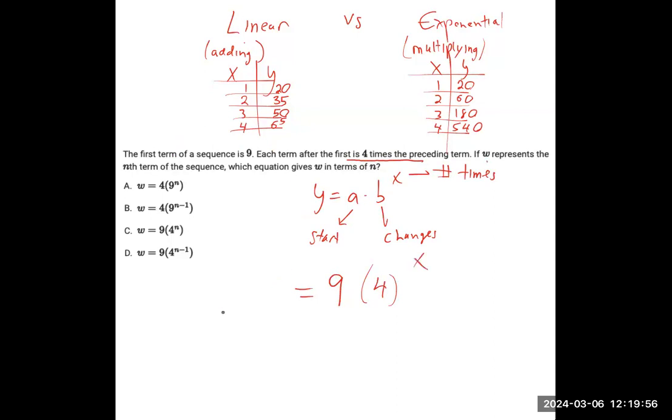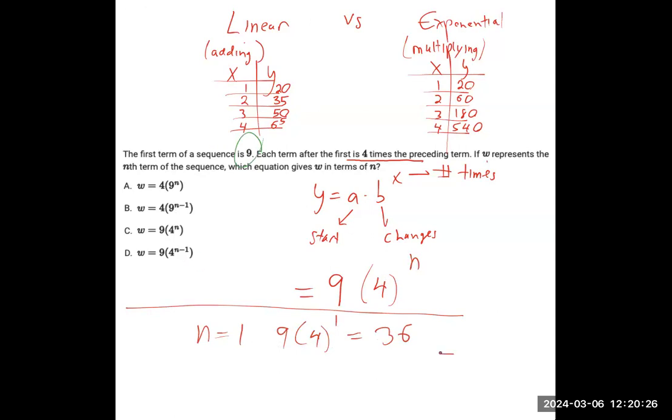But we're not done yet, because if x equaled 1 here, it wouldn't work out the way we want it to. First off, let's change the letter to n, because this question is calling it n, not x. But if n equaled 1, what would we have? We would have 9 times 4 to the 1. That's 9 times 4, so that's 36. But we heard that the first term was going to be 9, not 36.